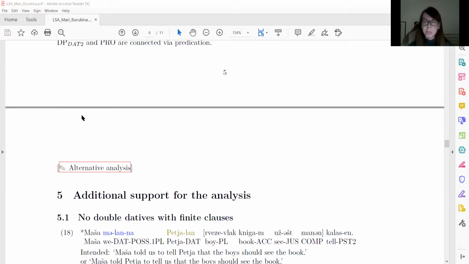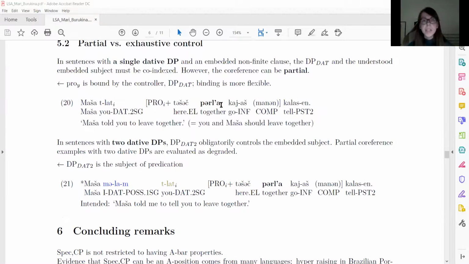So let me show you a couple of examples. We have here this together-type modifier perla embedded in this non-finite clause. And it is possible to have this together-type modifier with a singular controller in the matrix clause when we have only 1 dative DP. So Masha told you to live together. This is fine. This can be interpreted as, for instance, you and Masha should live together, or you and someone else should live together. This is a fine sentence.